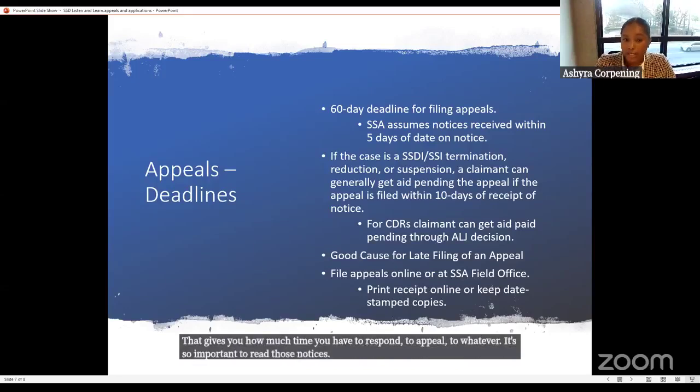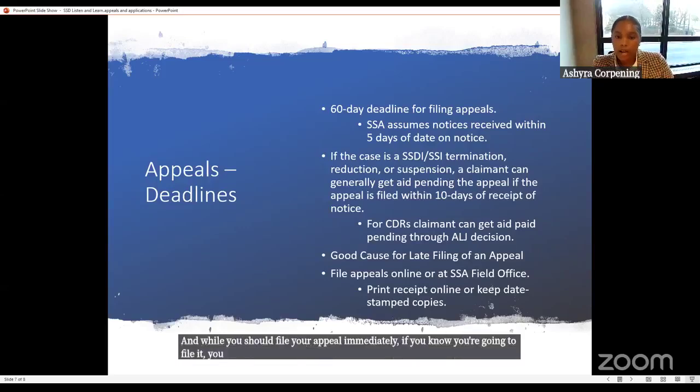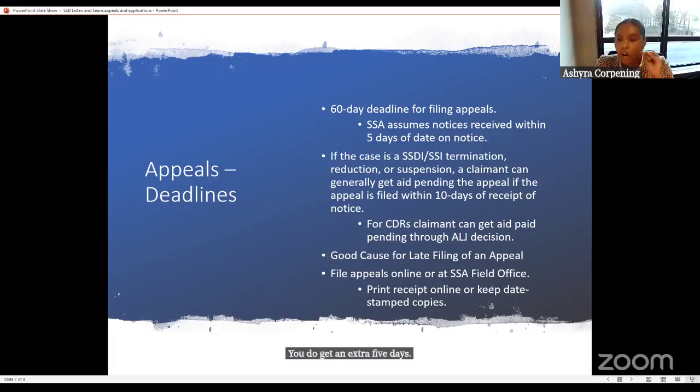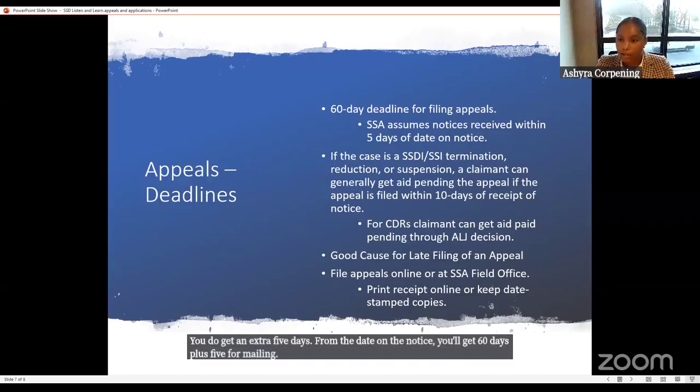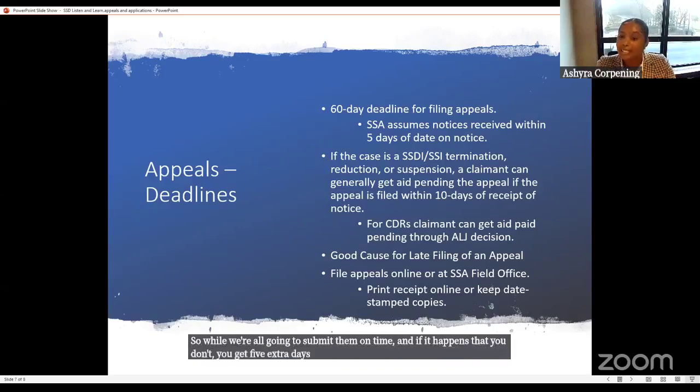The general 60-day deadline is what will apply for filing appeals. And while you should file your appeal immediately, if you know you're going to file it, you do get an extra 5 days from the date on the notice. You'll get 60 days plus 5 for mailing. So while we're all going to submit them on time, if it happens that you don't, you get 5 extra days to make that 65 days from the notice date.